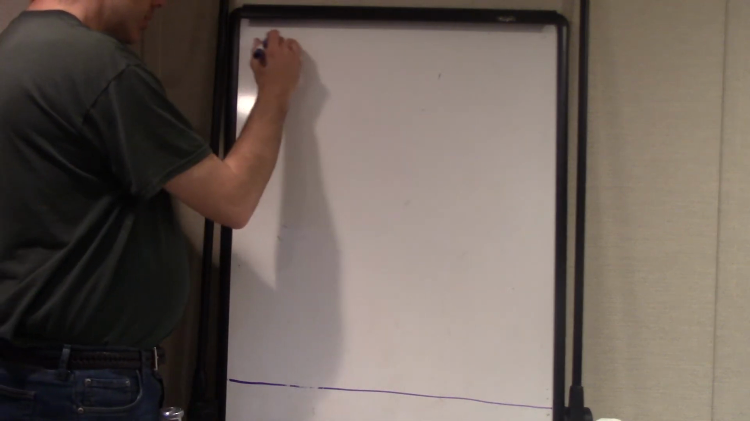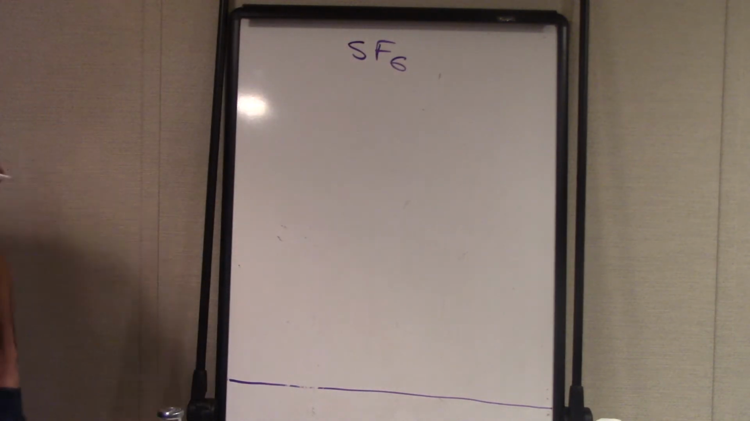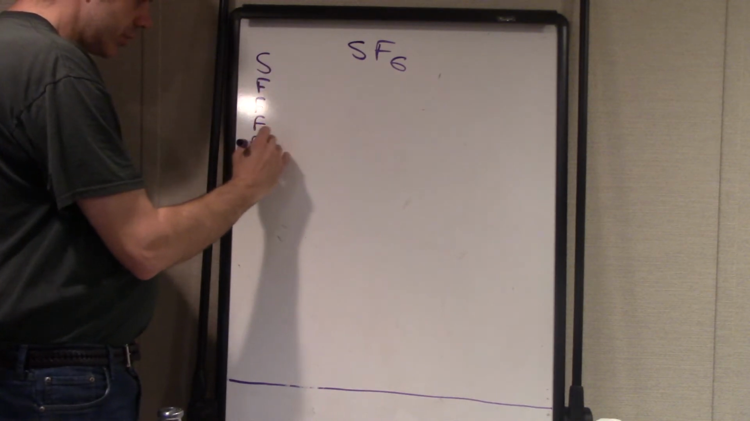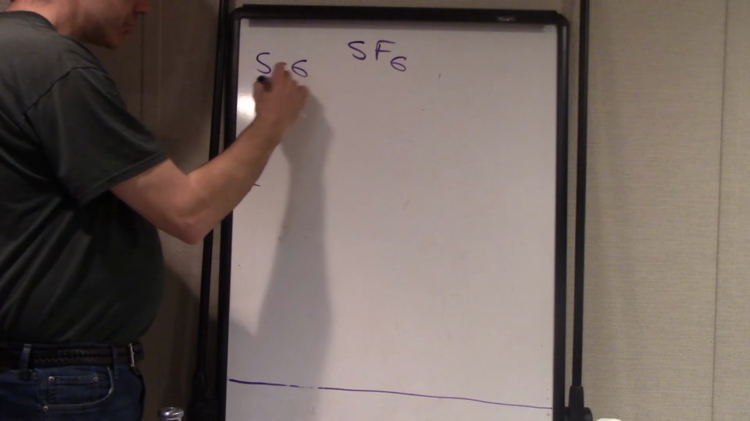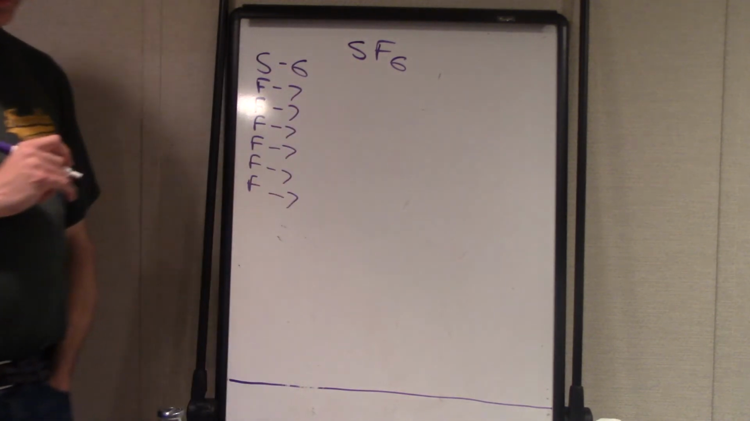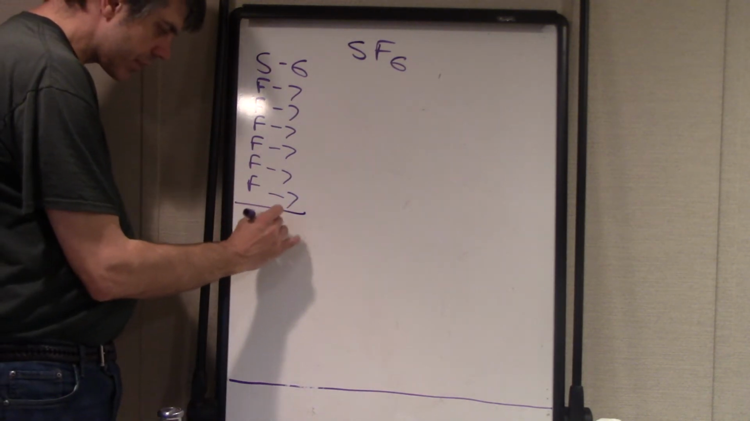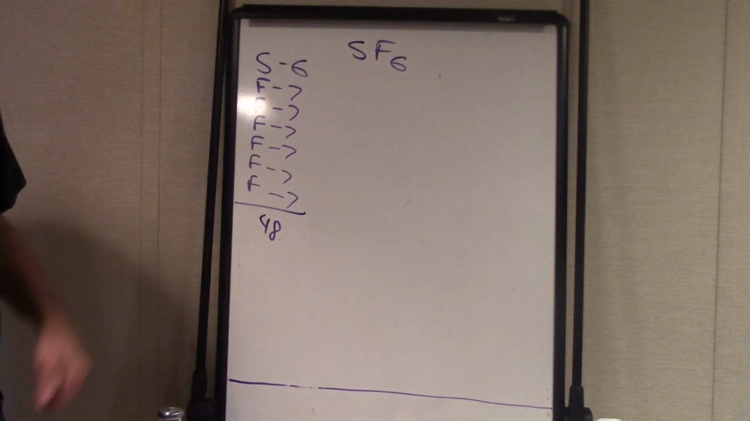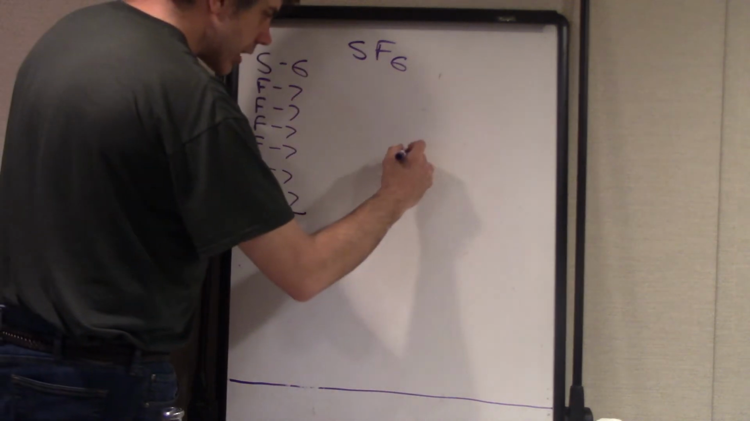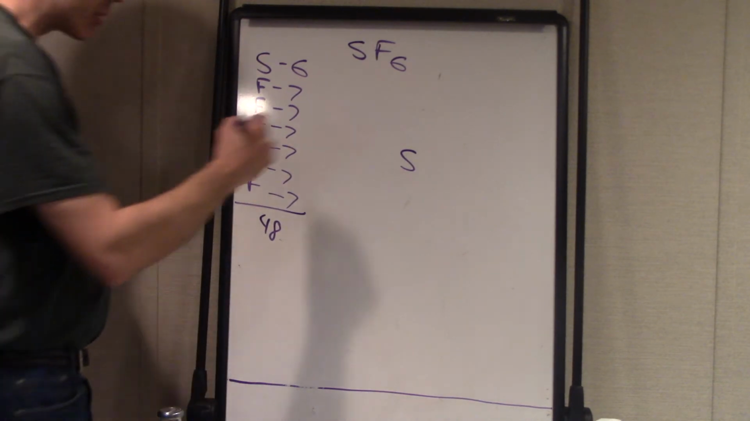The first example I want to do is SF6, sulfur hexafluoride. We're going to go through 1 sulfur, 6 total fluorines. Sulfur is in group 6A. Fluorine is in group 7A. When we total up everything together, we're looking at a total of 48 electrons. So we got a lot of electrons we're putting in here. Determine the central atom. Central atom's usually the first one listed. All of your other atoms are going to be the outer atoms.